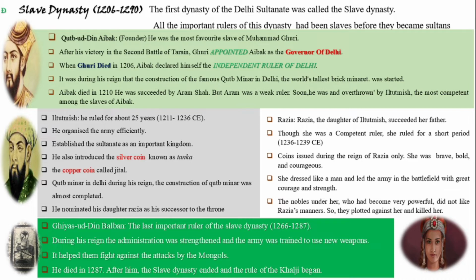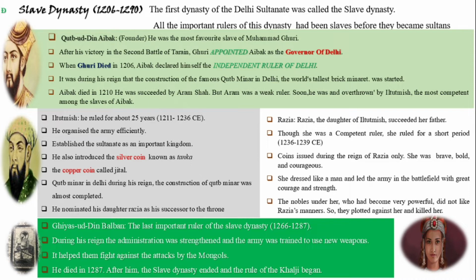After he became the independent ruler of Delhi, he started the construction of the famous Qutub Minar. Even now you can see Qutub Minar. It is one of the tallest brick minarets. Aibak died in 1210, and he was succeeded by Aram Shah, but Aram Shah was a very weak ruler, so he was not able to rule the Slave dynasty.